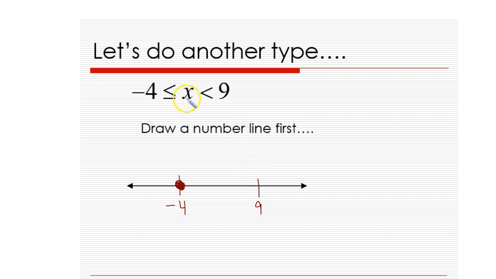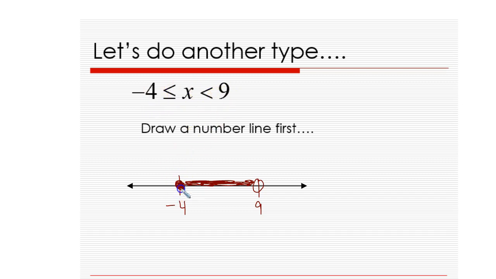And then we've got here that x is less than 9. Well, that's an open circle on the 9. It's not included, and we're shading to the left. So this is an intersection problem. We understand that our solutions are between negative 4 and positive 9.